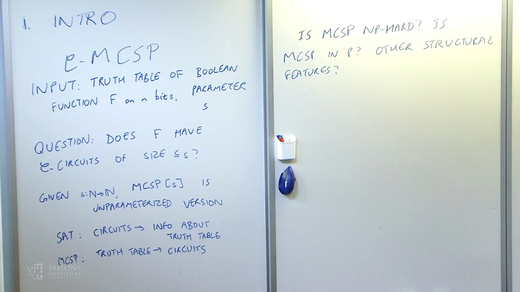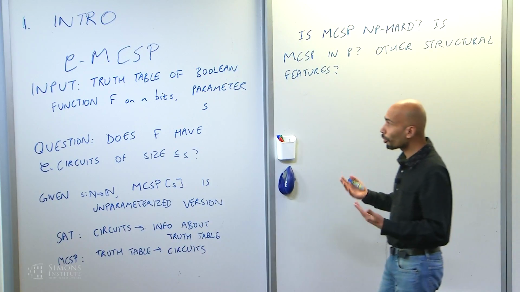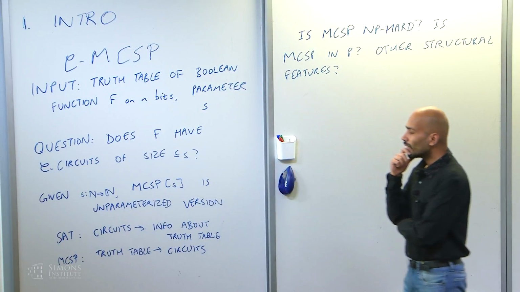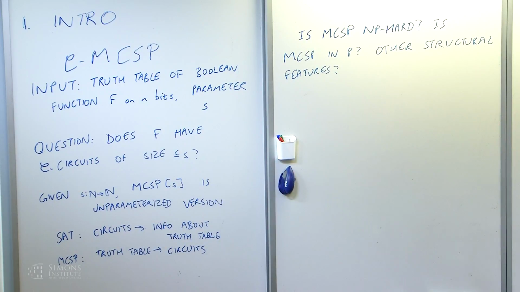Okay, but it still doesn't really tell us why we should be interested in the complexity of MCSP. I mean, why do we need to study MCSP as a computational problem, and how would that help us? So just in general, problems like MCSP tend to be very informative.